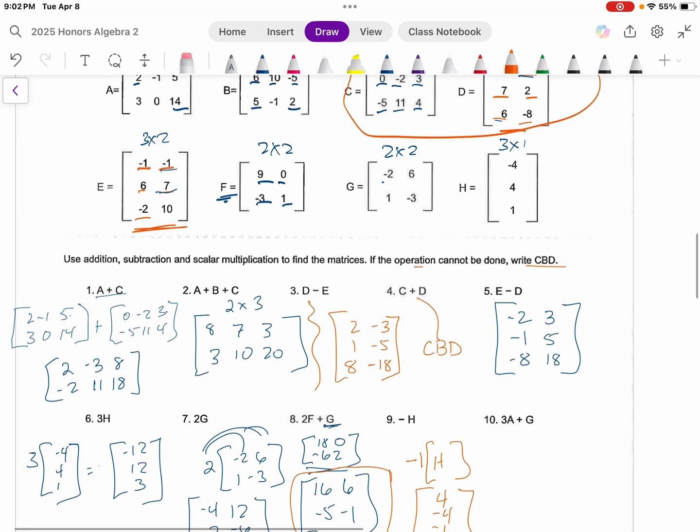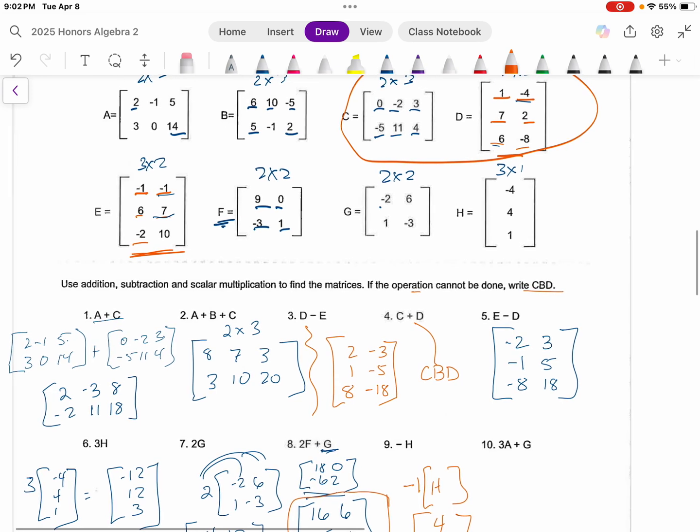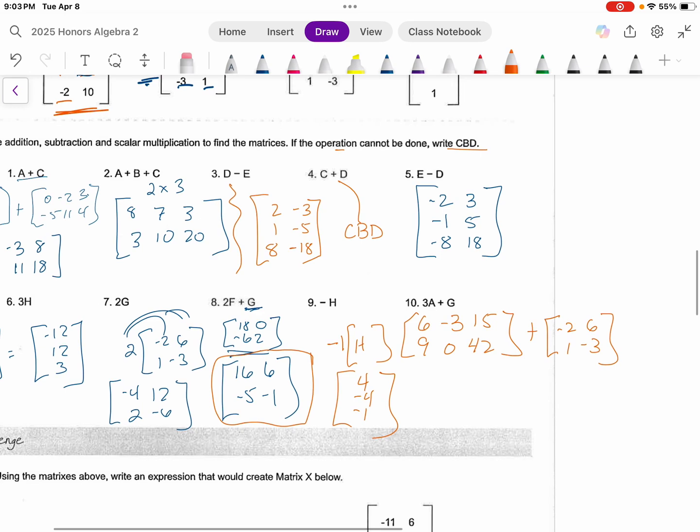And then again, going back to number 10, it says 3 times A, and then I'm supposed to add A and G together. Well, I can multiply 3 times A, so I could get 6, -3, 15, 9, 0, and 42. But then when I look at it, and I go to add it to G, G is -2, 6, 1, -3. And they don't have the same dimensions, so this one cannot be determined. Can't do this one. I can get part of it done, but I can't get the final answer.